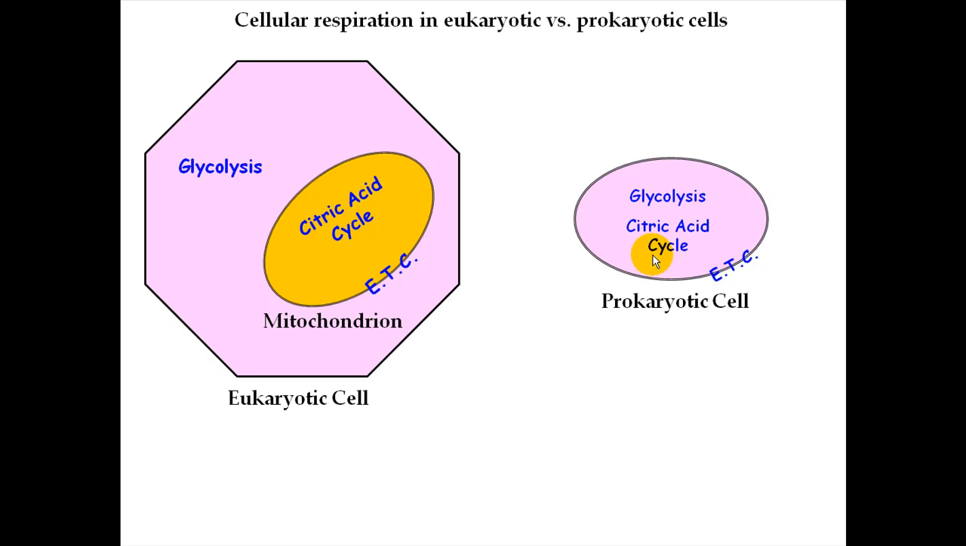So again, what we'll do next is take a closer look at what happens during glycolysis. The citric acid cycle we'll save, and the electron transport chain we'll save for class. So first we'll take a look at glycolysis.